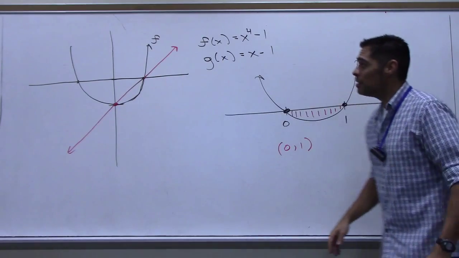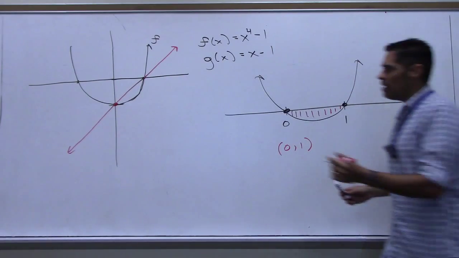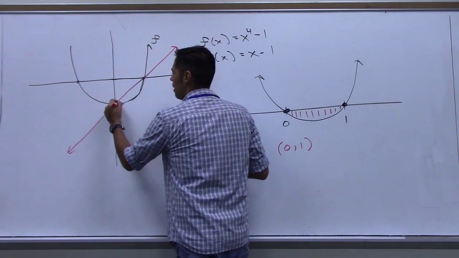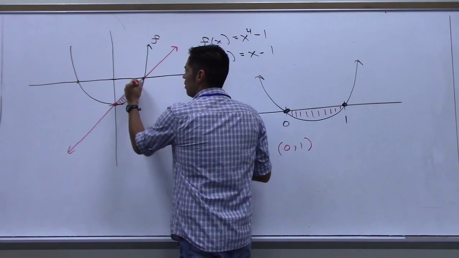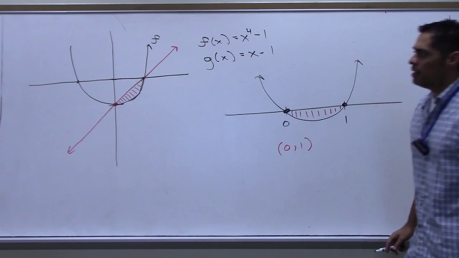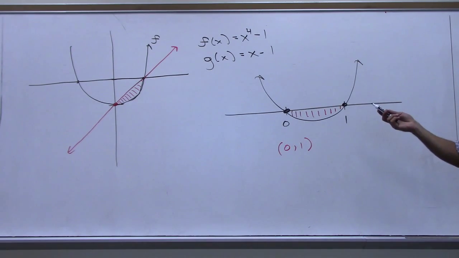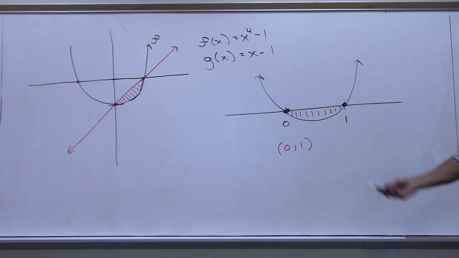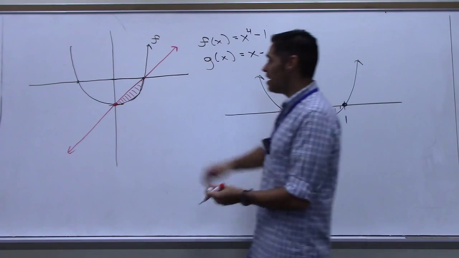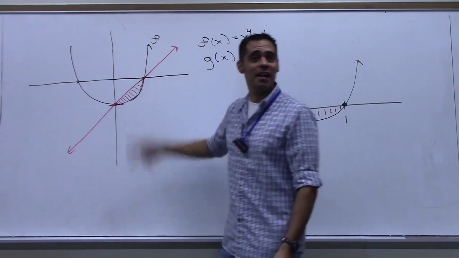Now, why would you want to know that? Because in Cal 2, what you're going to want to do is take that region right there and revolve it around the x-axis and find the volume of the solid that you create. So first of all, if I take this region right here and wrap it around the x-axis, what would it look like?